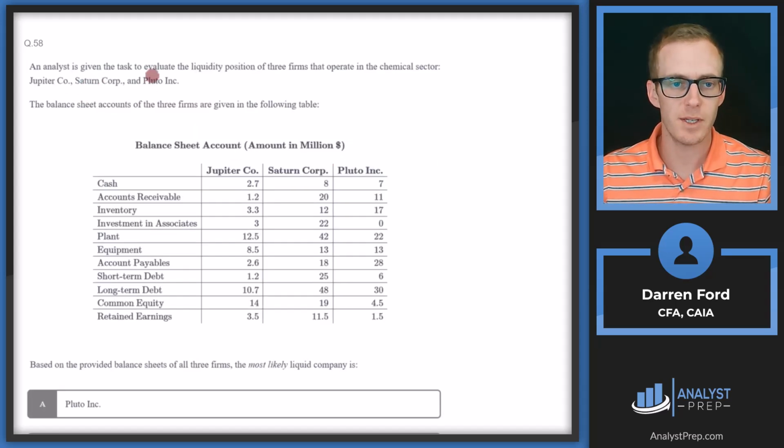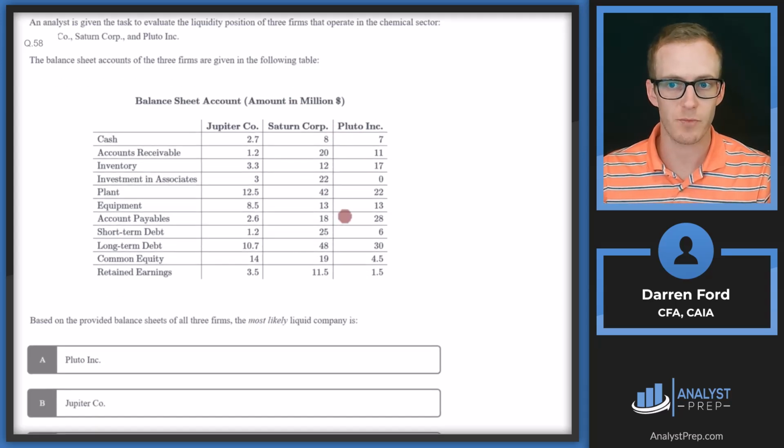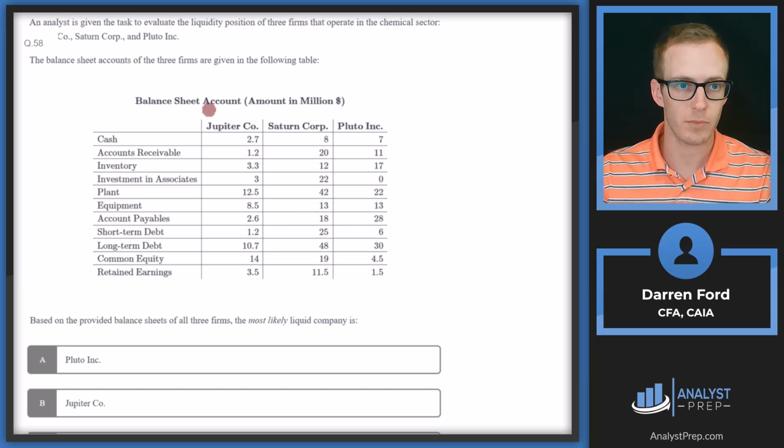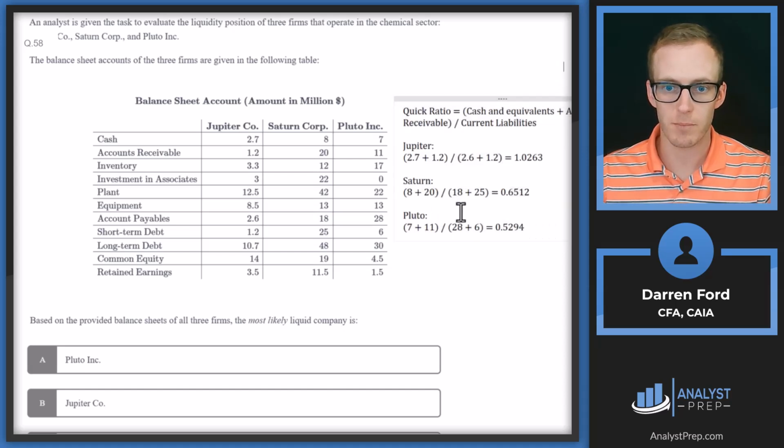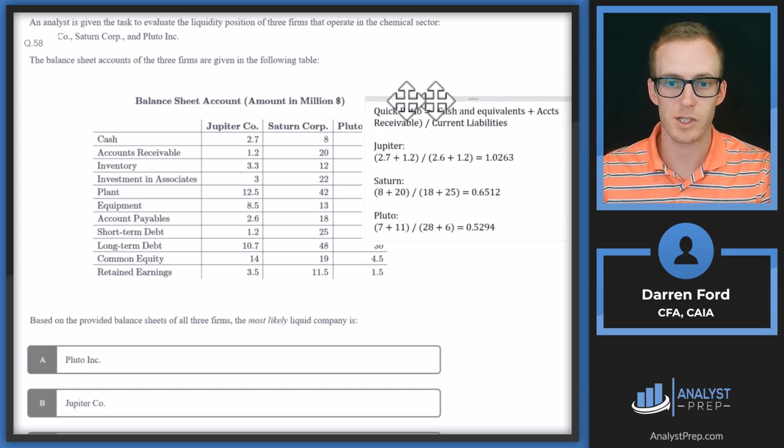Answer B. An analyst is given the task to evaluate the liquidity position of 3 firms that operate in the chemical sector: Jupiter Co., Saturn Corp., and Pluto Incorporated. The balance sheet accounts of the 3 firms are given in the following table. So we have that balance sheet information for those 3 companies. Based on the provided balance sheets of all 3 firms, the most likely liquid company is. So liquid meaning they have the most cash available to meet near-term needs. So I think the quick ratio is going to provide us the best snapshot into which one is the most liquid.